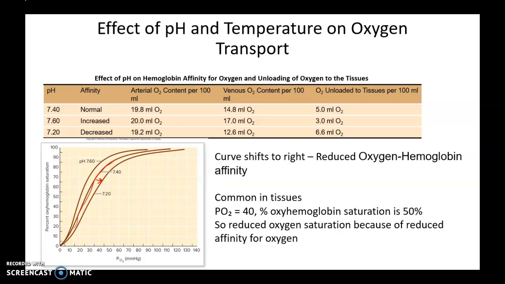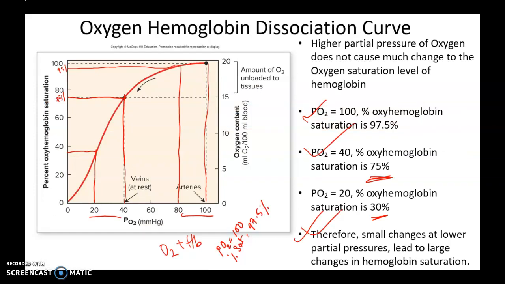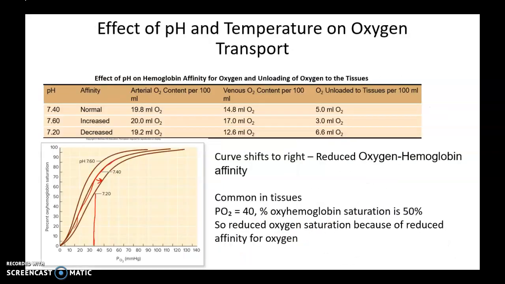So at that point, if you just look at 40 partial pressure, let's take a look here. At 40, what is the saturation level like? It's about 50% saturated. Do you agree? So reduced oxygen saturation because of reduced affinity for oxygen. So at 40, the saturation is 50%. If I go back, when the curve was normal, at 40, the saturation was 75%. Do you see the difference?